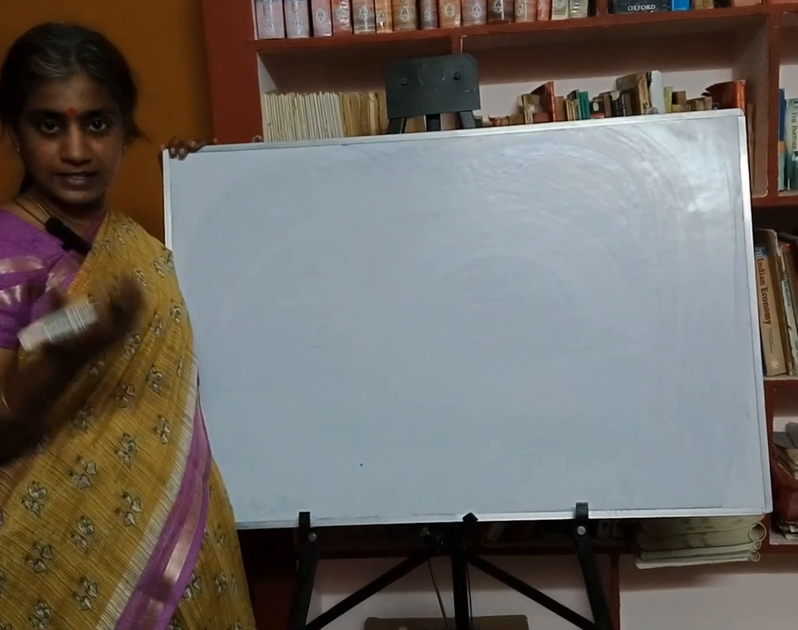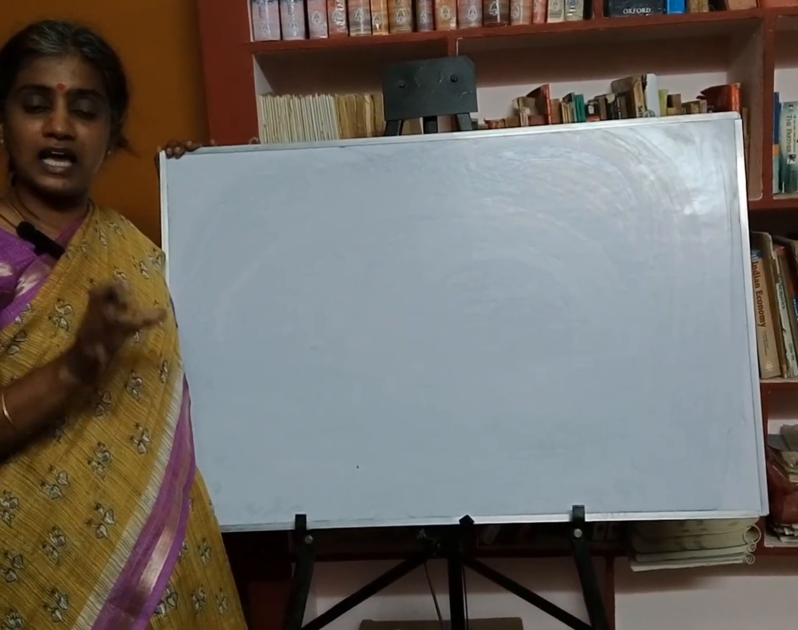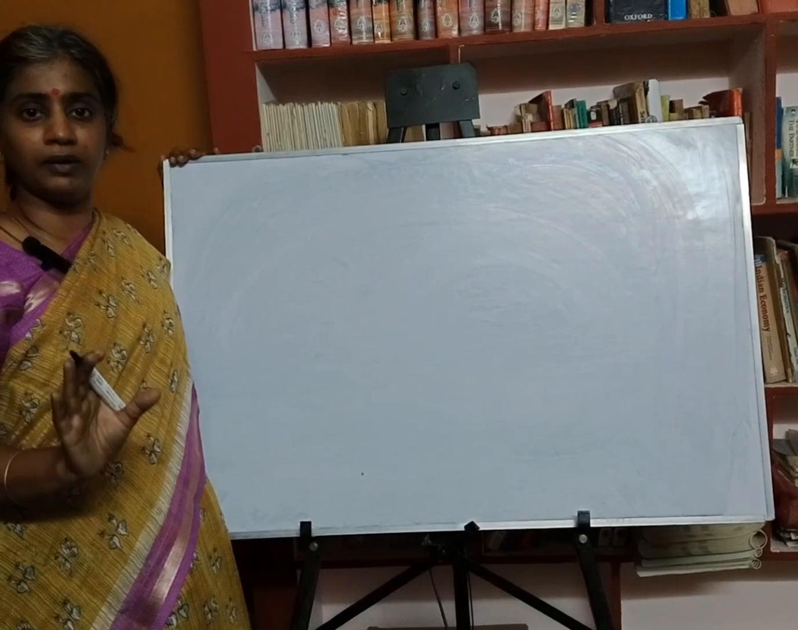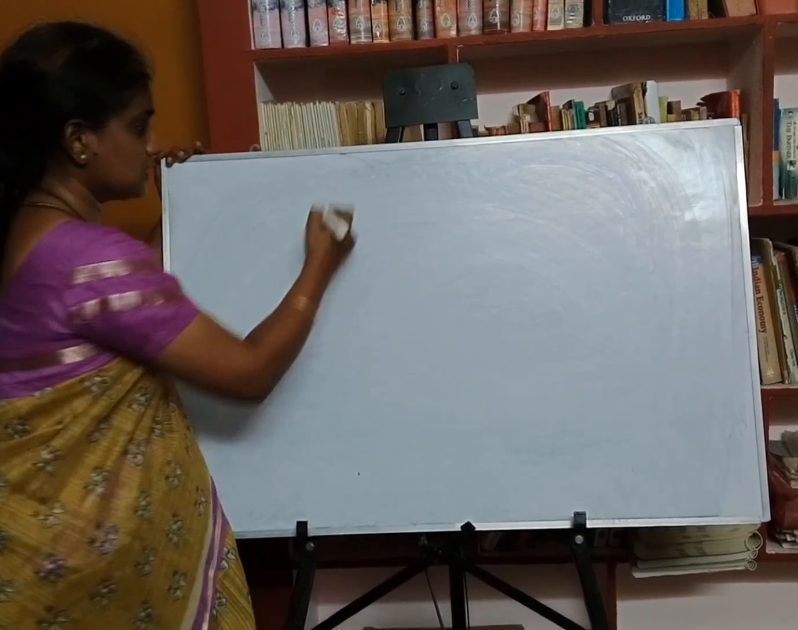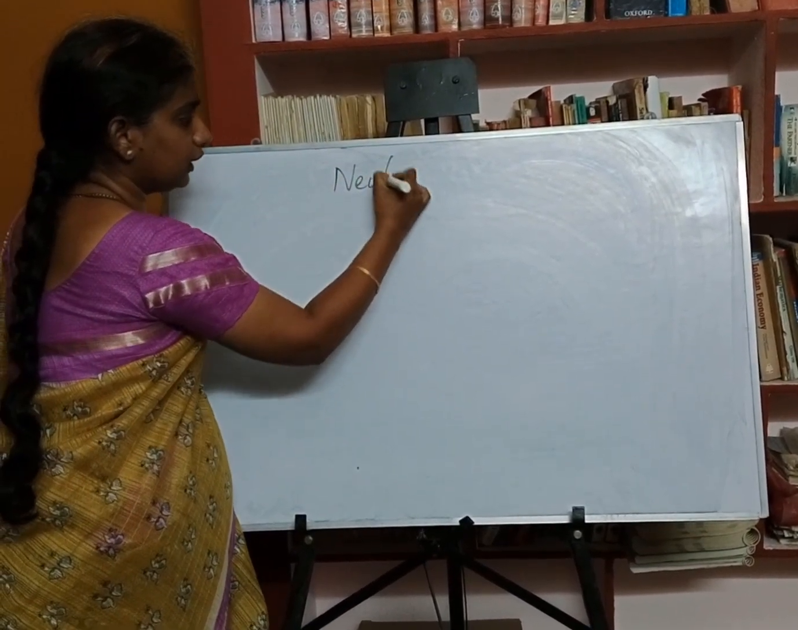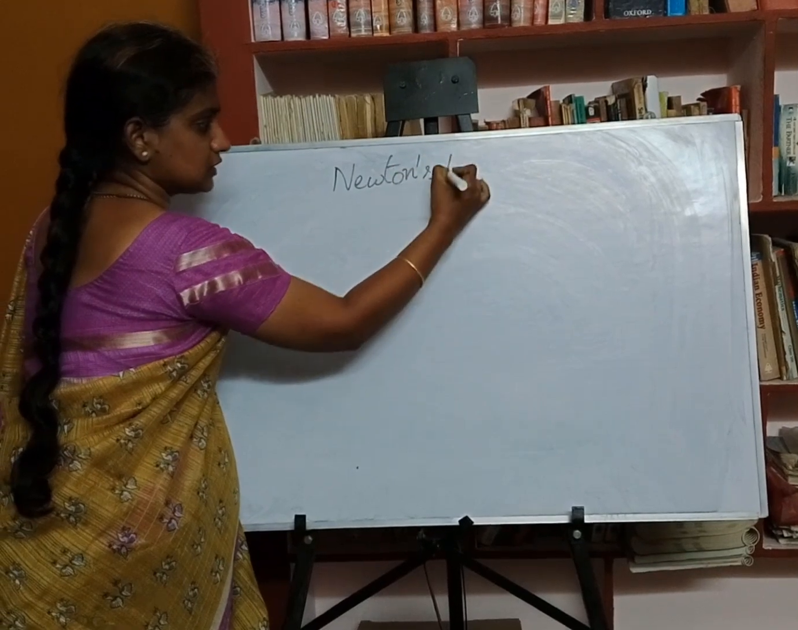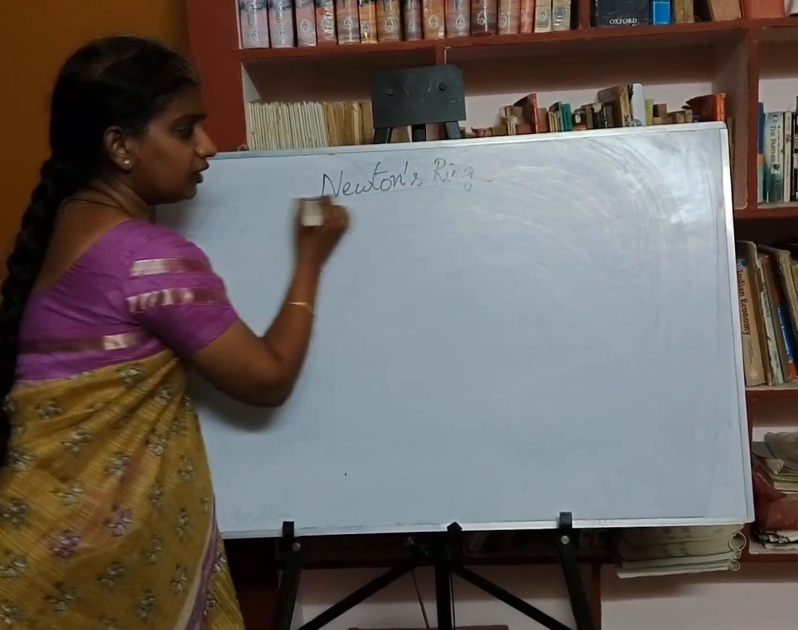We'll continue with our discussion from the last class. In the last class, we learnt about the preliminaries or prerequisites for Newton rings. So, we'll be dealing with Newton rings in detail in today's class. Okay. So, what have we learnt in the last class?